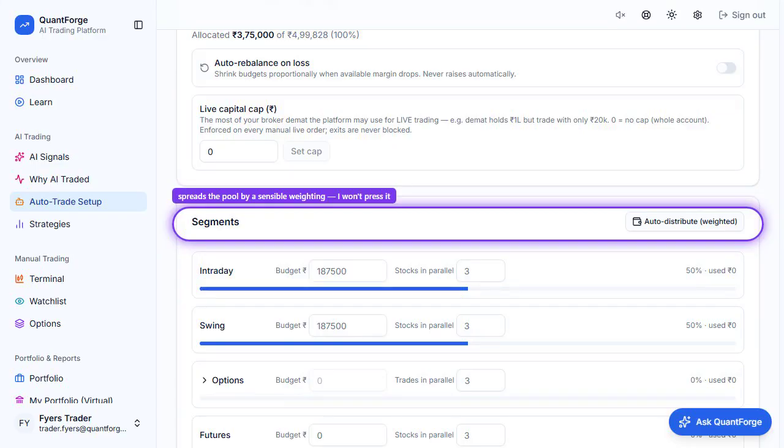I will not press it here, on your live settings. So a beginner can just press it and get a reasonable split? That is exactly who it is for. Press it once for a sane starting point, then hand-tune any type you feel strongly about. It is a starting draft, never a lock. You always have the final say on every rupee.